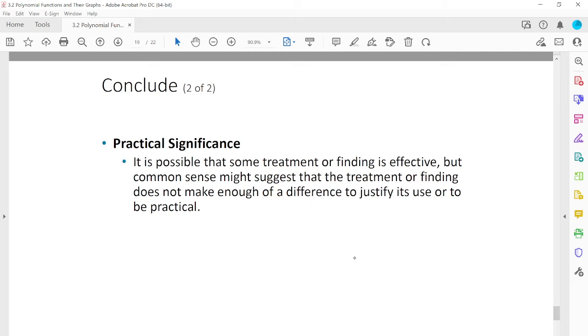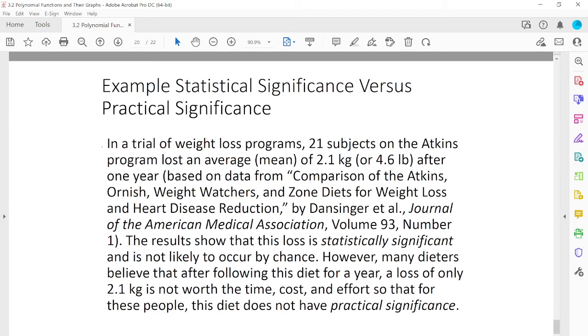And sometimes we also have to keep in mind practical significance. I can give you one example here. In a trial of weight loss programs, 21 subjects on the Atkins program lost an average of 2.1 kg, which is 4.6 pounds, after 1 year, based on the data given here. So look at this: in the weight loss program, 21 subjects on the Atkins program lost 2.1 kg after 1 year.